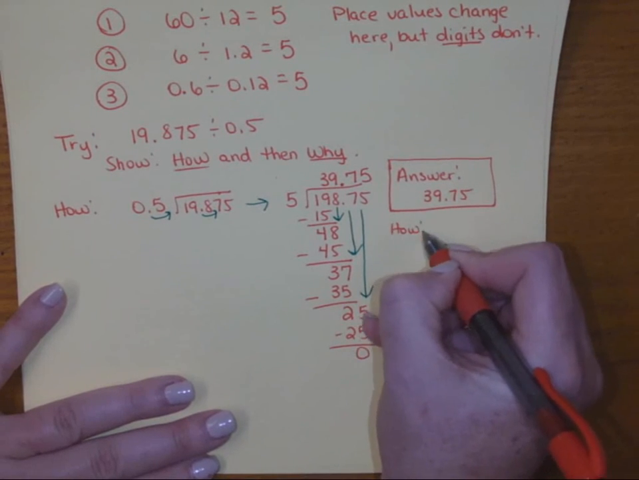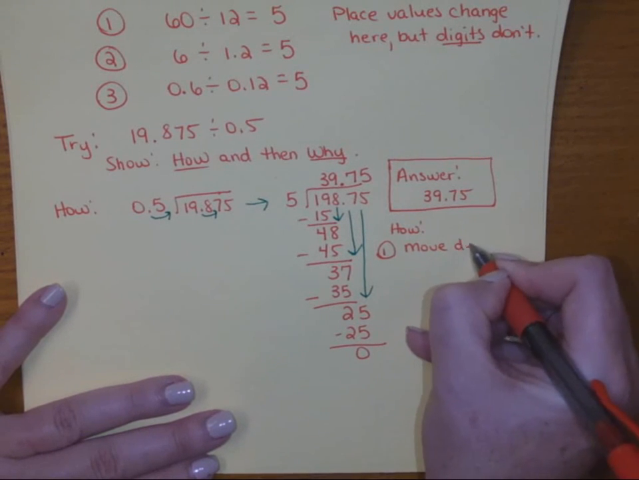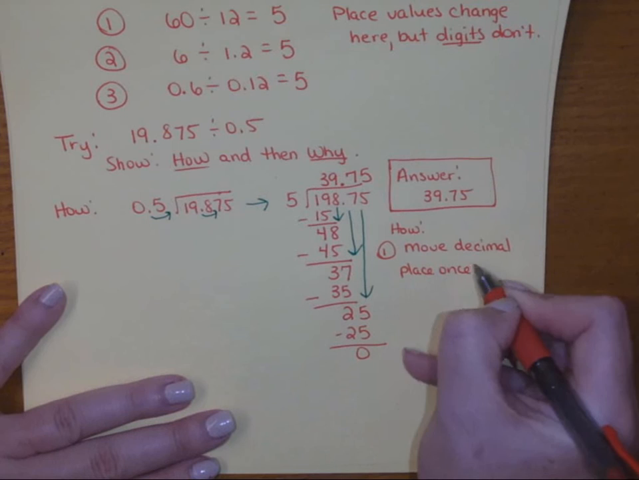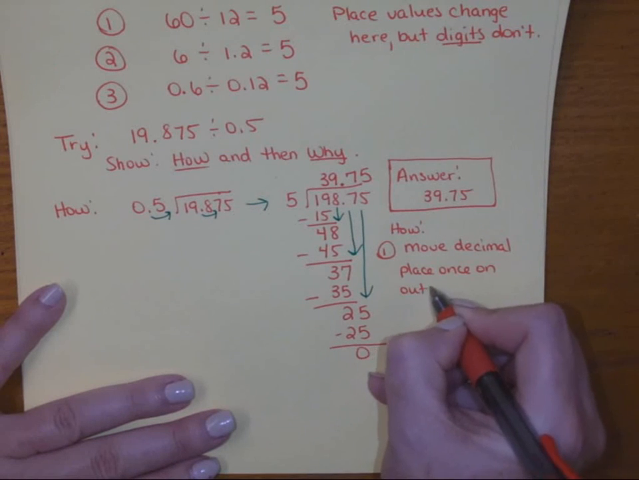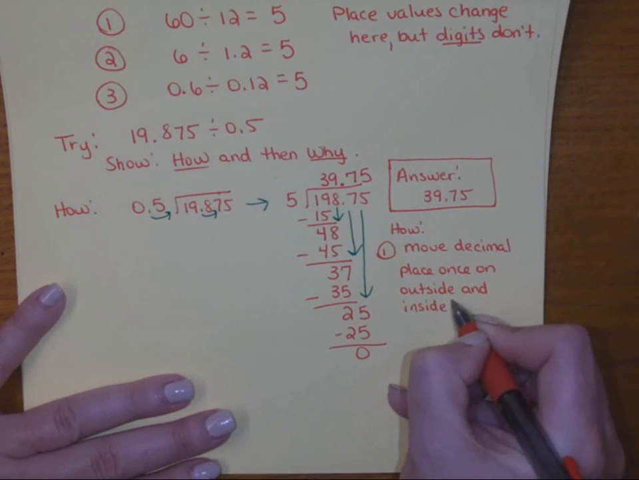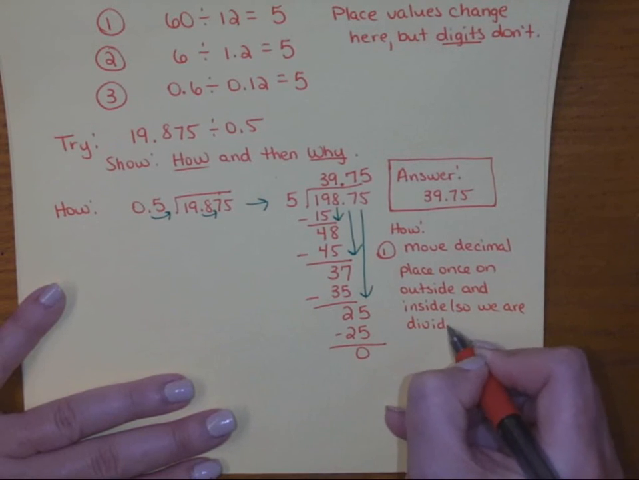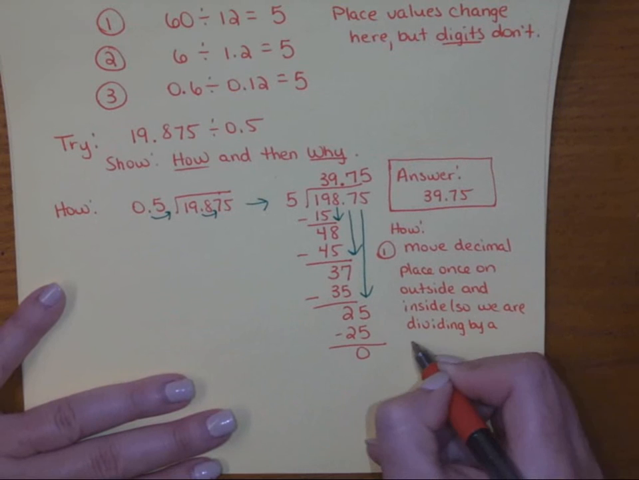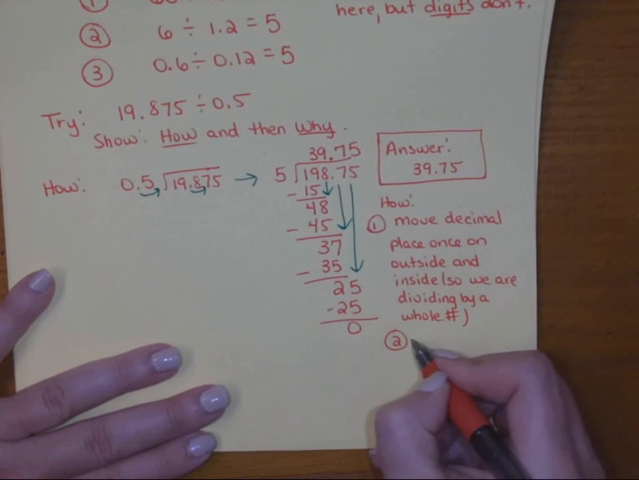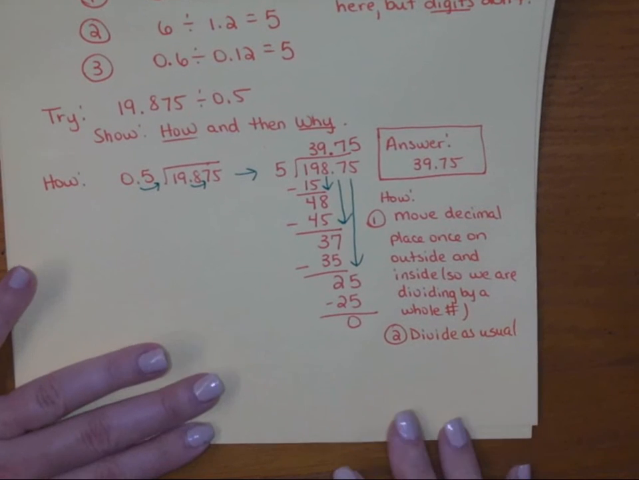All right, so how did we just do that? So if I ask you to explain how, this is what I'm looking for. I'm looking for the steps, but also for you to describe what you did. Number 1, we moved the decimal place once on the outside and inside. We did that so we would be dividing by a whole number. And then number 2, we just divide as usual. Once we've made the problem easier, we just divide as usual.